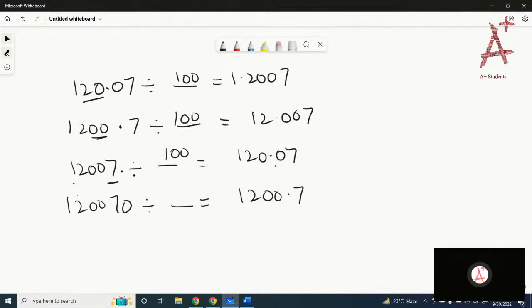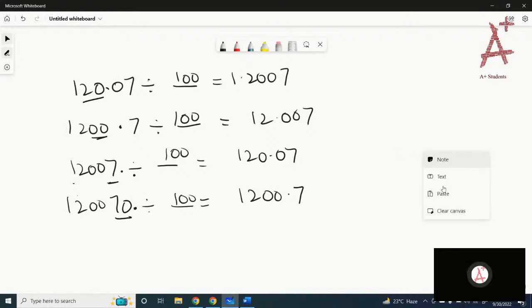Okay, now the decimal point moved from here to here. It moved two places. Again, it would be divided by 100. Means all the numbers are divided by 100. Got it? Select the correct option and click on the OK button.